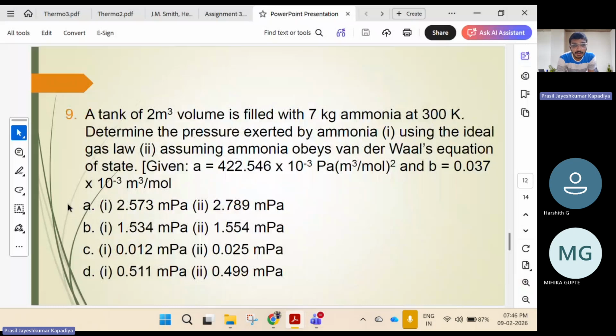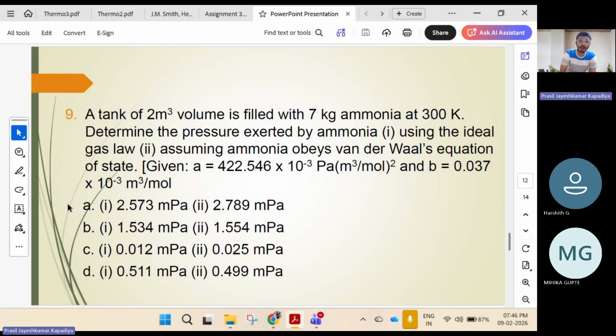Okay. So there is one more problem. This is easy. So we can do it. So this says that volume of 2 meter cube is filled with 7 kg ammonia at 300 Kelvin. So volume of system is given as 2 meter cube and mass is 7 kg of ammonia. Okay. And temperature is 300. So determine the pressure exerted by ammonia using ideal gas law.